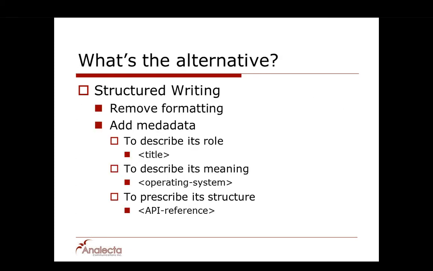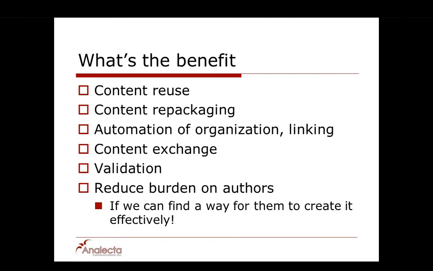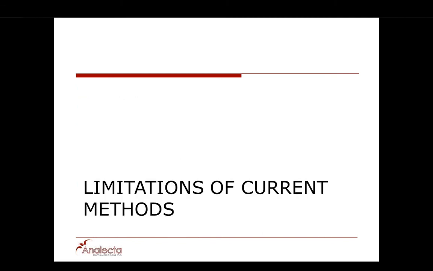So the alternative, of course, is that we need to get structured writing. We need to be able to add metadata to the content to describe its role and its meaning and its structure, so that we can reuse it, package it, and provide automation of organization and linking, we can exchange content, we can validate content, and reduce the burden on the authors, because right now clearly it is a burden on the authors. What we really have to do is find a more effective way to get that content from them.